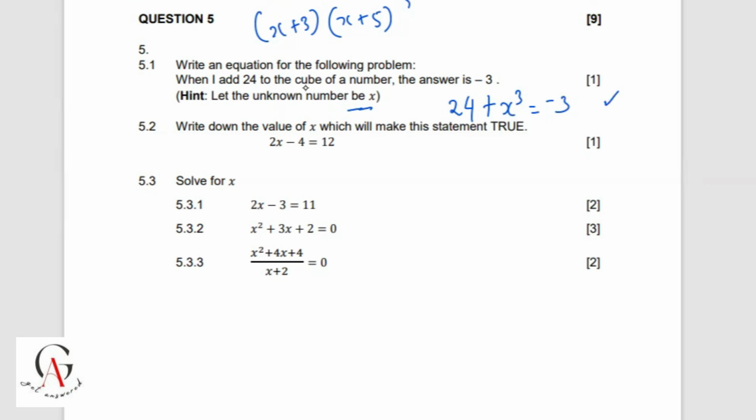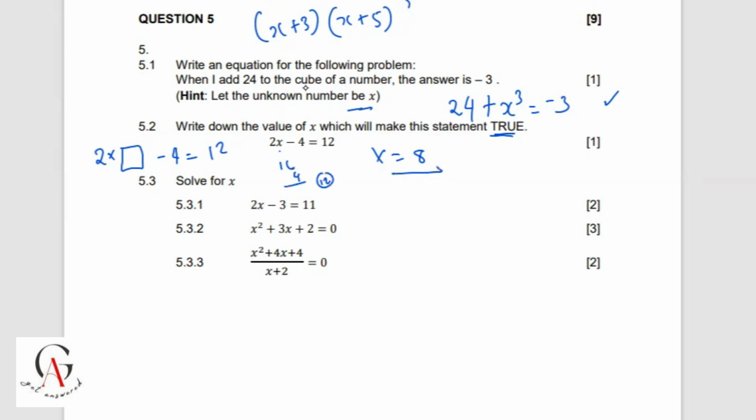5.2, write down the value of x, which will make the statement true. So in our earlier grades, we used to say 2 times a box minus 4 equals to 12. Which number do we put here so that if we multiply this, we get that? The answer is 8, if you're guessing, because 2 times 8 is 16. 16 minus 4, we get a 12.